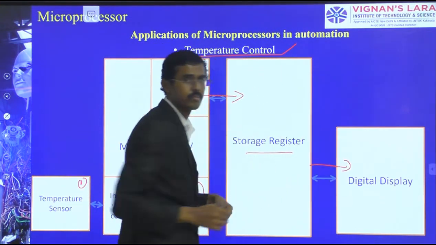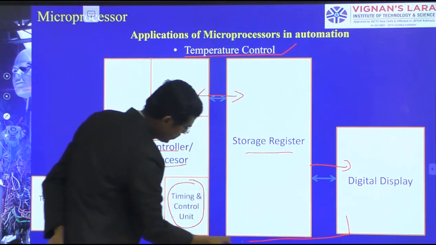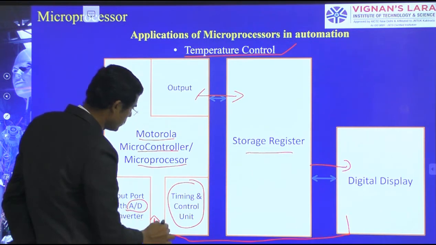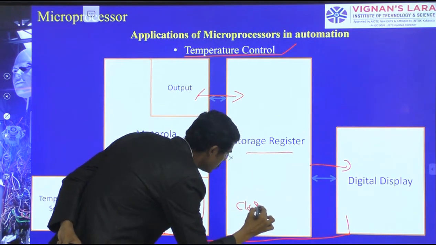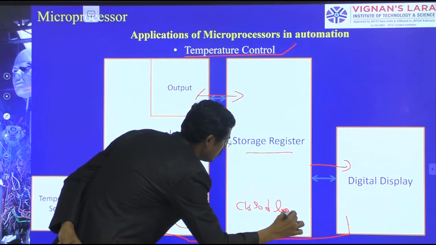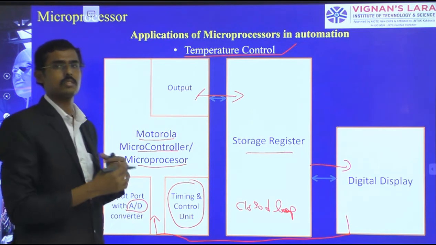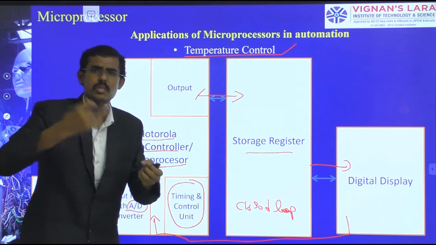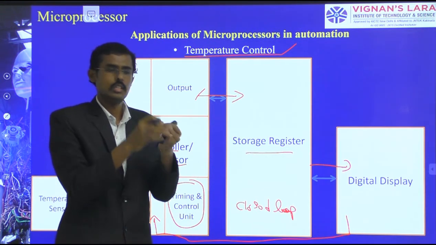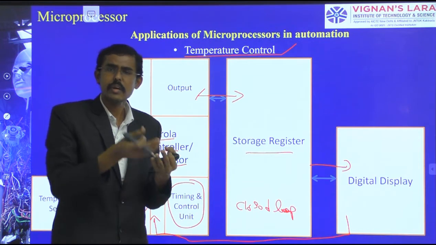This is feedback. After seeing this, we can connect again to the same setup. So it is a closed loop. It can be converted into a closed loop system for digital displays. So this is about our temperature control. Some of the examples we should remember: washing machines, temperature controls, automated camera. These are applications of microprocessors.